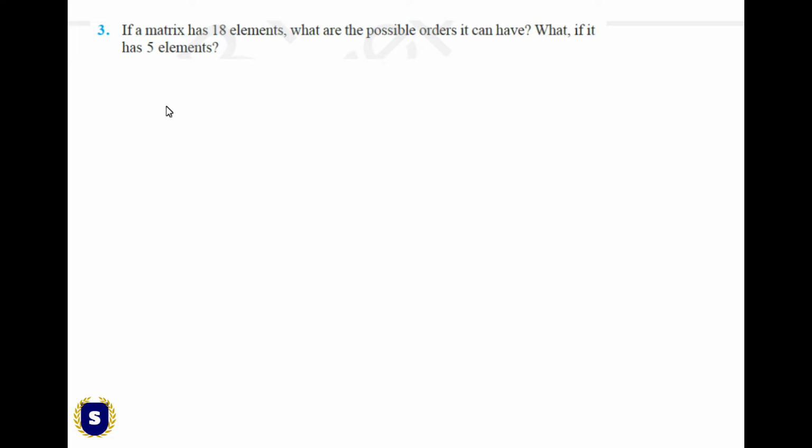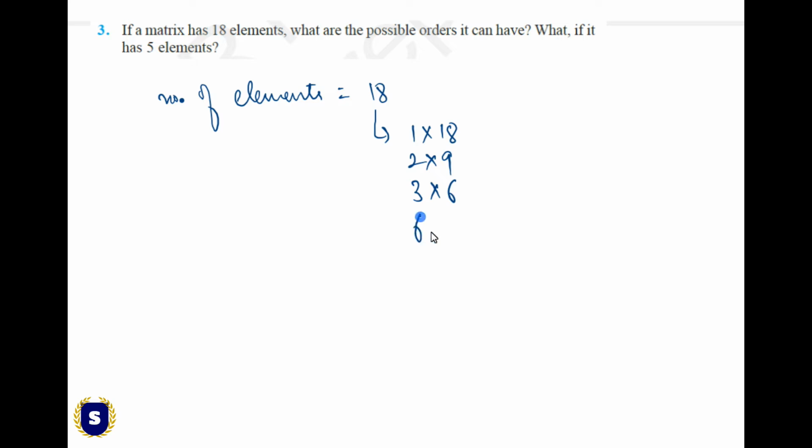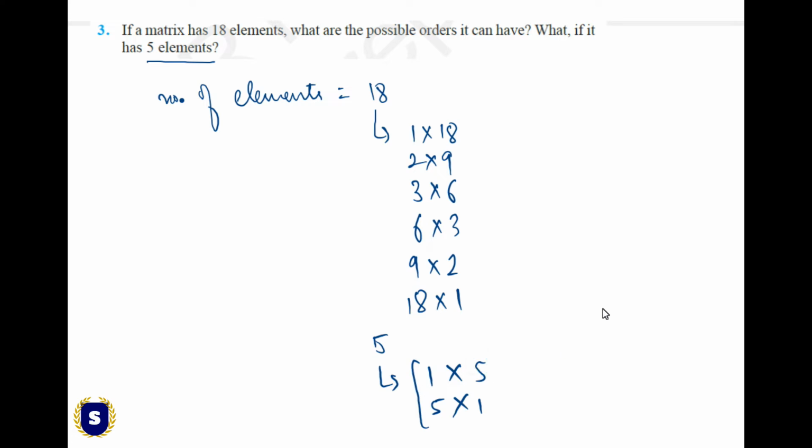So again, total number of elements we have here are 18. जिसकी फैक्टराइजेशन करने पे हमें पॉसिबल आउटकम्स मिलते हैं 1 into 18, 2 into 9, 3 into 6, then reverse 6 into 3, 9 into 2, 18 into 1. And for 5 elements, if it has 5 elements, the possible outcomes are only 2, that is 1 into 5 or 5 into 1, right?